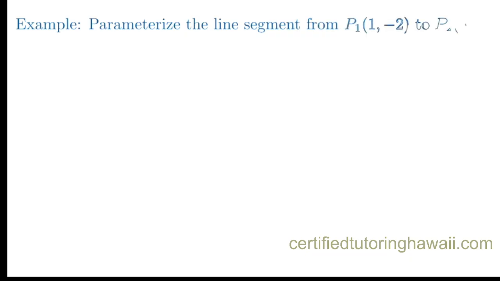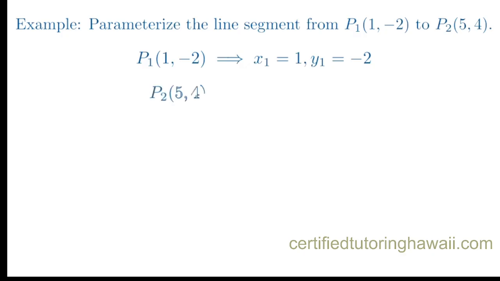Let's put that formula into practice with a concrete example. Suppose we want to find the parametric equations for the line segment from the point (1, -2) to the point (5, 4). First, we need to identify our components. Our starting point is P1, (1, -2). So, x1 is 1, and y1 is -2. Our ending point is P2, (5, 4). So, x2 is 5, and y2 is 4.